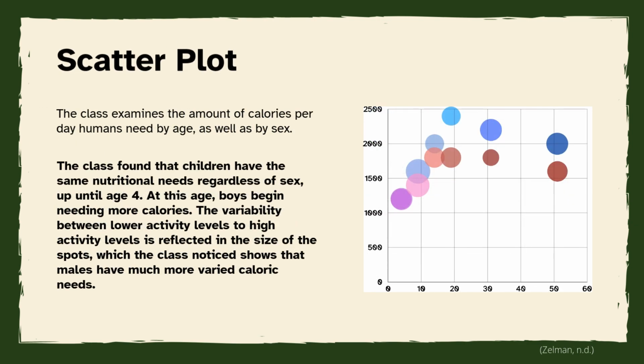The second scatter plot shows the amount of calories humans typically need each day. The results were different based on age, sex, and activity level. The size of the dots in this chart reflect the difference between a low activity level and a high one, and the blue dots represent males while the pink represent females. The students were able to determine what a healthy amount of caloric intake is for themselves, in a general sense, and noticed that boys particularly need a lot of calories, which made many of them quite happy during snack time.